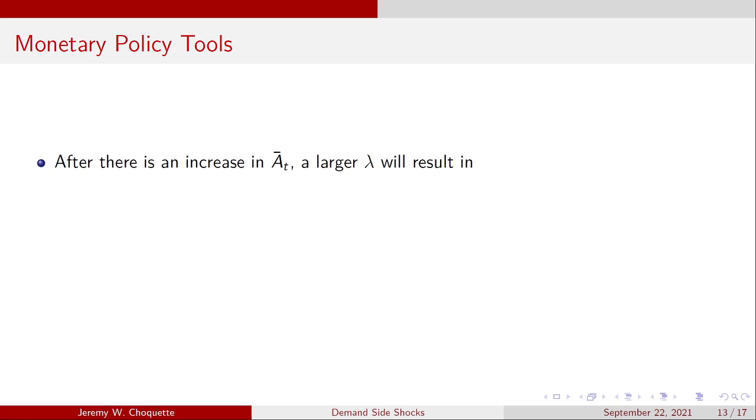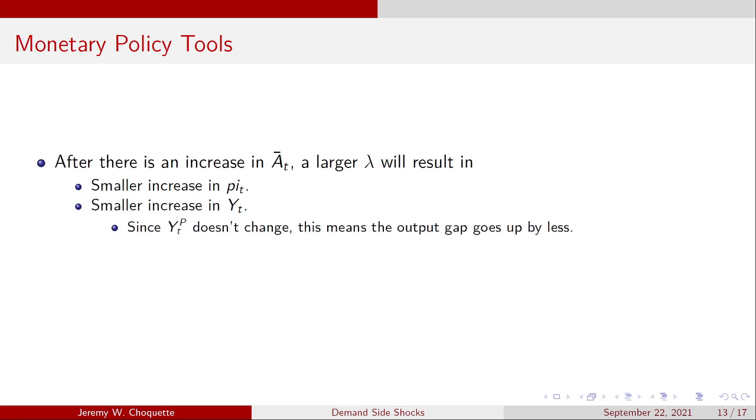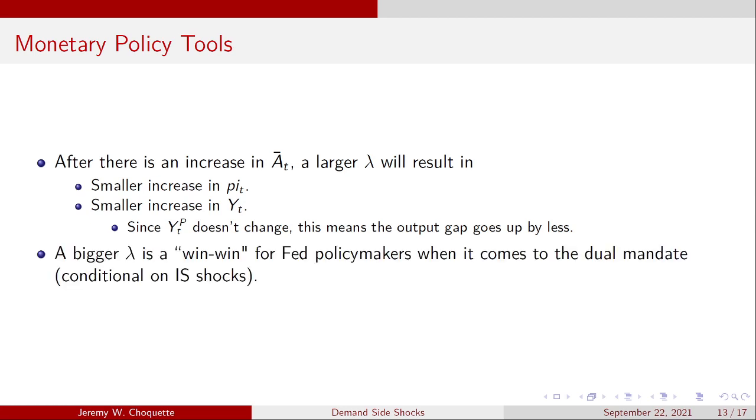Now, after there's an increase in that AT term, a larger lambda results in a smaller increase in inflation. It says pi t there because I forgot to add a slash in LaTeX that would turn it into the actual pi symbol, but that's supposed to be a pi. It leads to a smaller increase in inflation and a larger increase in output. But since potential output YTP doesn't change, this means the output gap goes up by less.